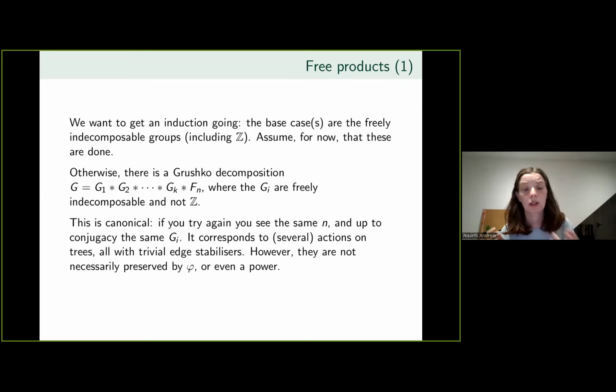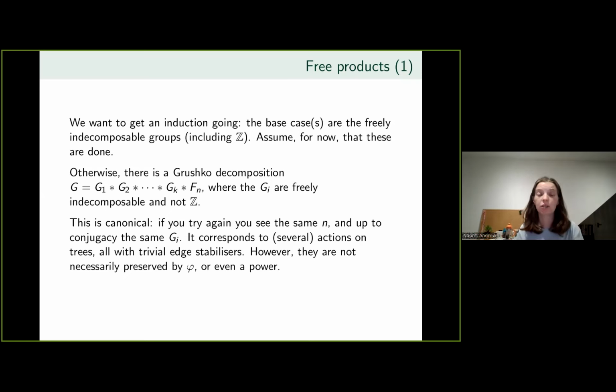This decomposition is canonical in the sense that if I mess up the presentation and hand it back to you and you try again to get a Grushko decomposition, you end up with the same rank free group at the end. The things generating it might have changed, but the rank is the same. And up to conjugacy, you see the same free factors G_i. They might all have been conjugated by different things. There are some constraints on what you can do, but different conjugators are definitely possible. But up to that indeterminacy, you see the same set of free factors.